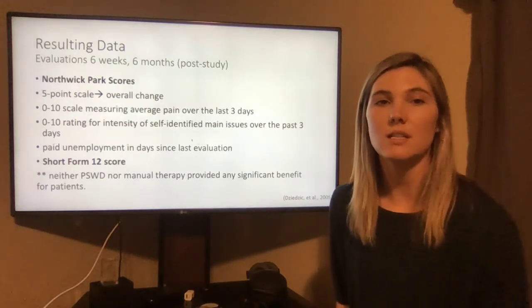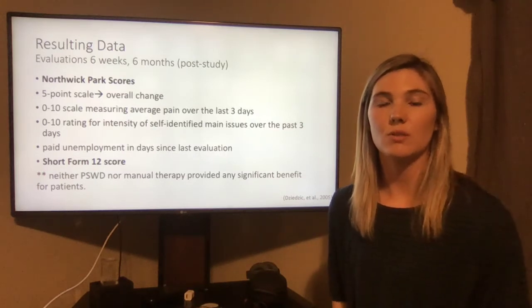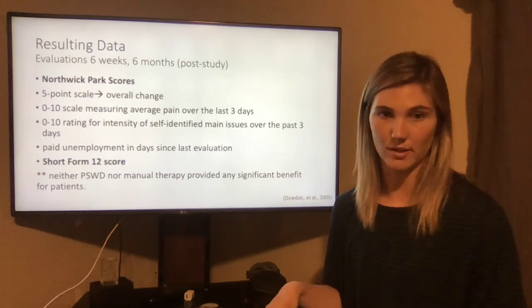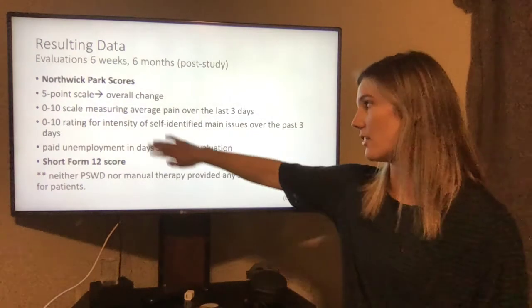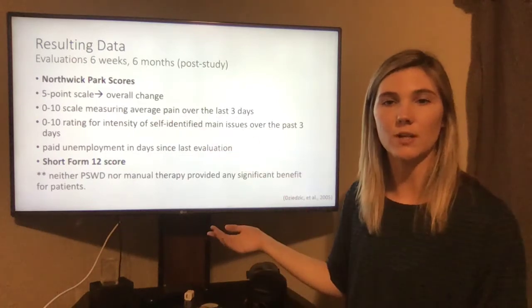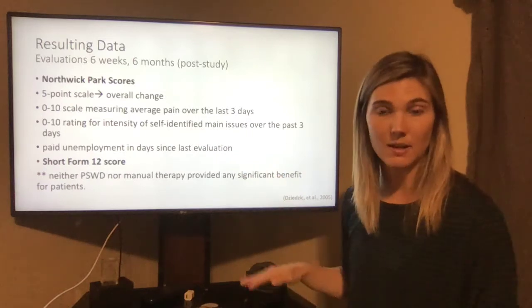So the resulting data was done looking at the Northwick Park scores as well as Short Form 12 scores, as well as these other scales that seemed to cater to the study. They weren't something you could look up and find a form. I'm pretty sure they were just questions that they were asking them and then scaling them.